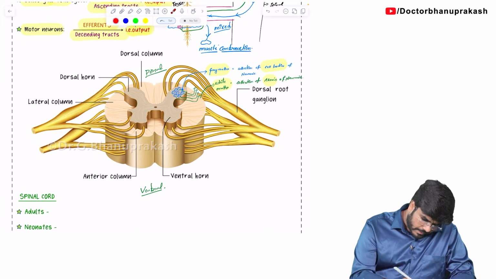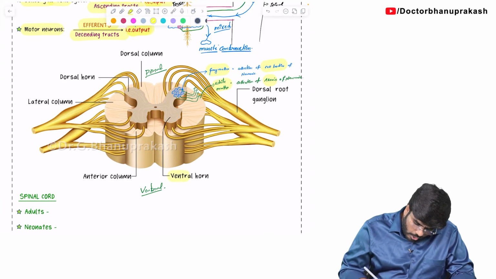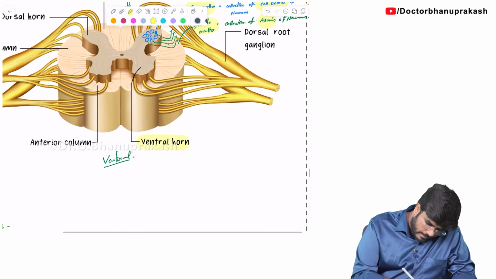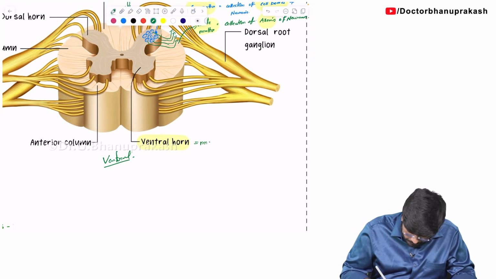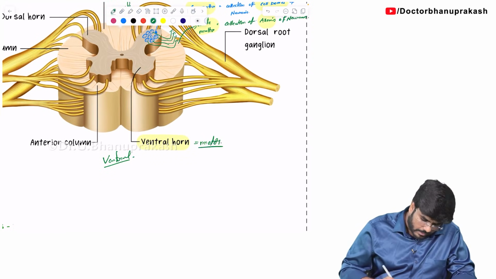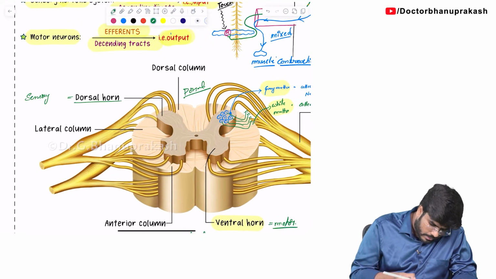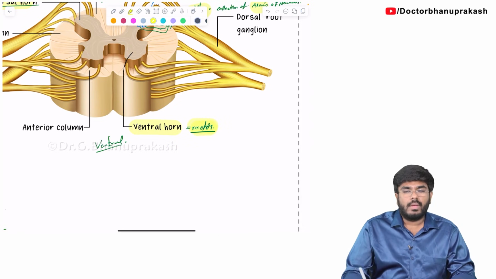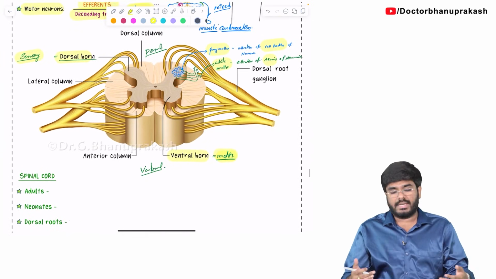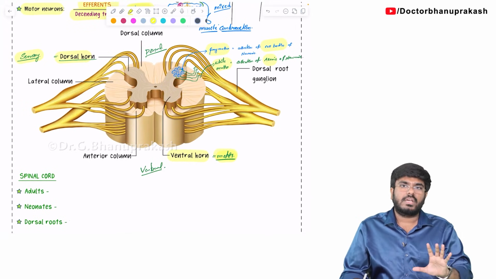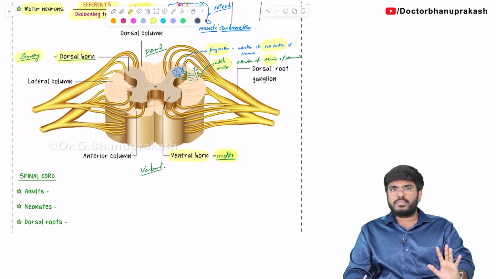Now, the first point is, sir, ventral horns are motor in nature. Dorsal horns are sensory in nature. Okay. So, dorsal horns are always sensory, ventral horns are always motor. Now, why am I saying this? Dorsal horns are sensory and ventral horns are motor. Students will start to have confusion. Let me give you the clarity, absolute clarity.